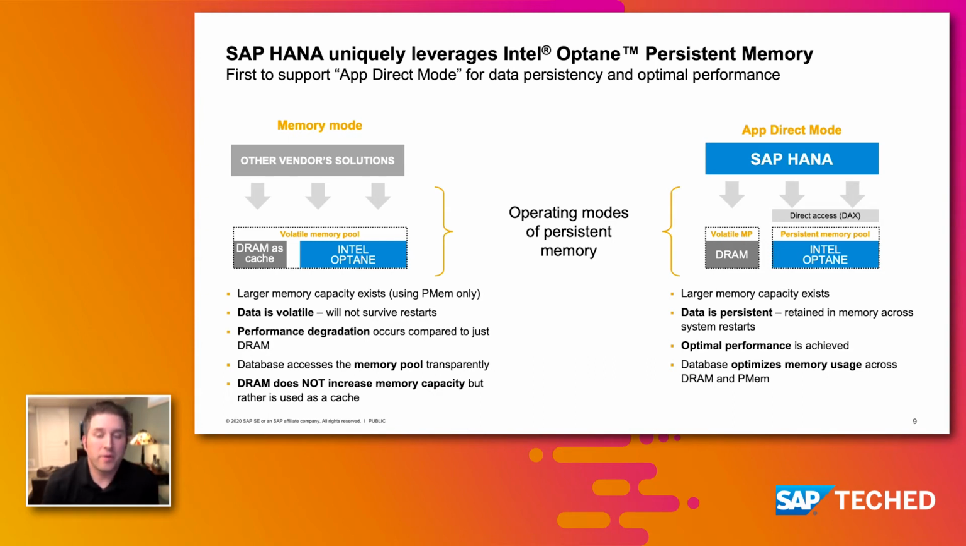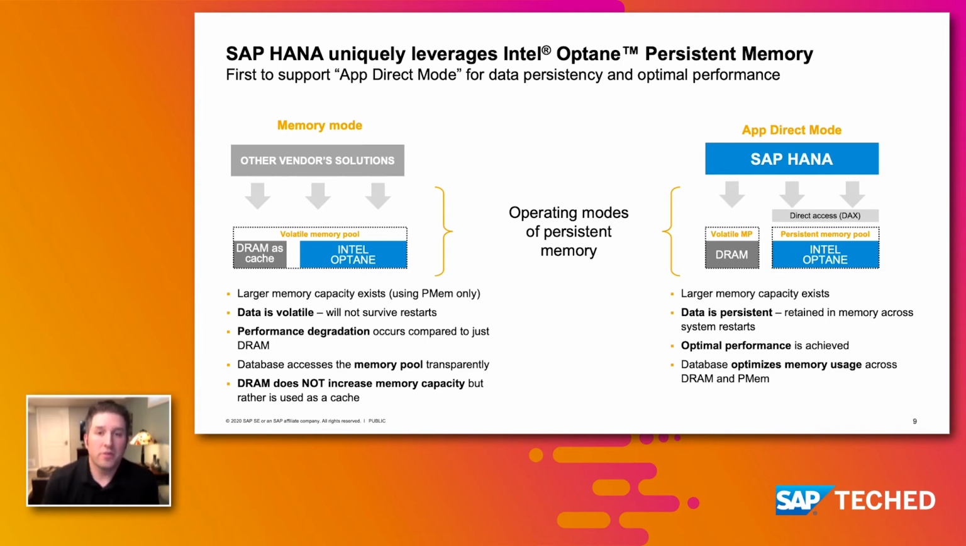You'll get larger memory capacity, and the DRAM acts as another cache, so it doesn't increase the overall memory capacity in total. Also, you do not get the data persistency characteristic with memory mode. So any data in persistent memory is still volatile. Certain types of operations on the data in persistent memory will also experience a performance hit compared to pure DRAM.